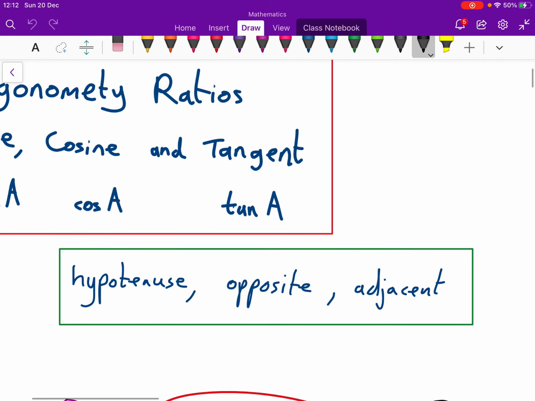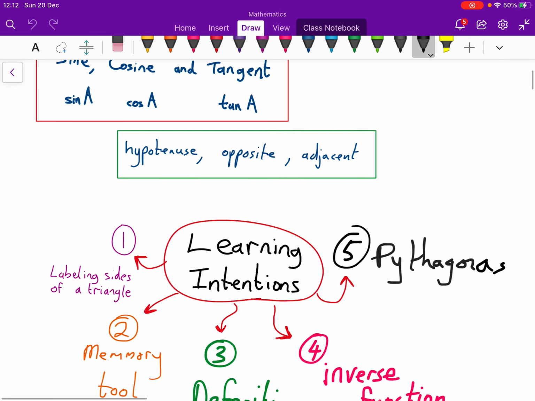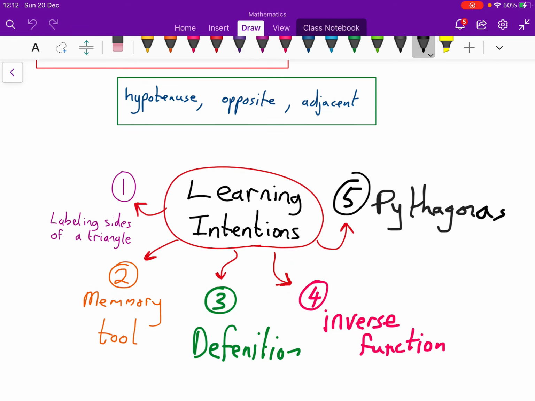Some of the words we're going to come across a lot are hypotenuse, opposite and adjacent, so I will explain those words in a moment. And the five things we're trying to learn really are how to label the sides of a triangle. We want to learn a memory tool that's going to help us remember our definition for sine, cos and tan. So we're going to do the memory tool and the definitions.